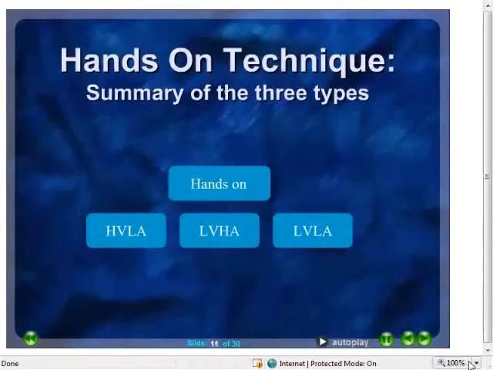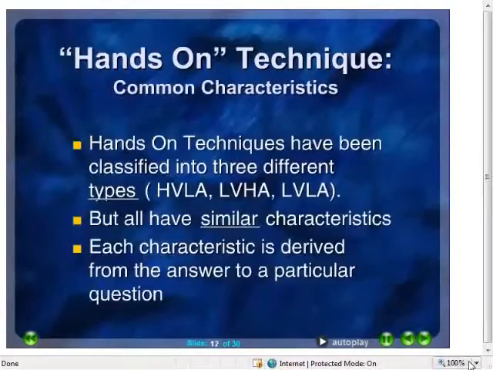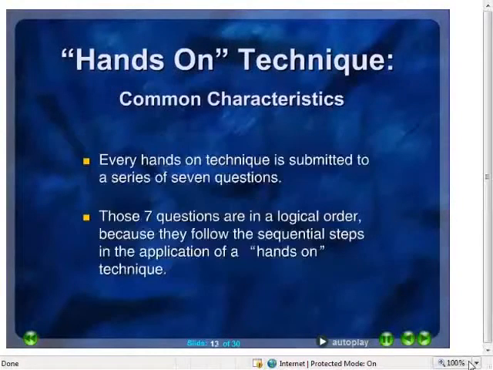To summarize, the three types of techniques include HVLA, LVHA, and LVLA. Hands-on techniques have been classified into three different types, but all have similar characteristics. Each characteristic is derived from the answer to a particular question. Every hands-on technique is submitted to a series of 7 questions. Those 7 questions are in a logical order because they follow the sequential steps in the application of a hands-on technique.